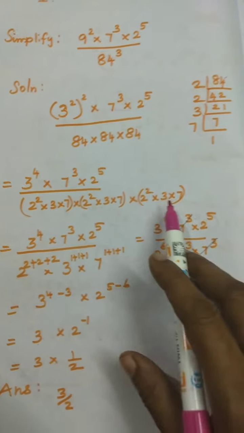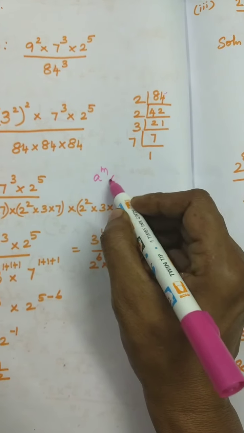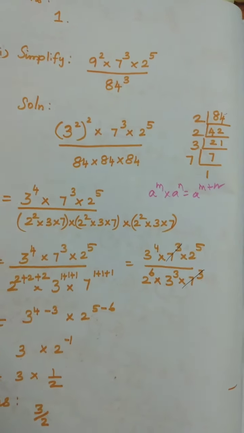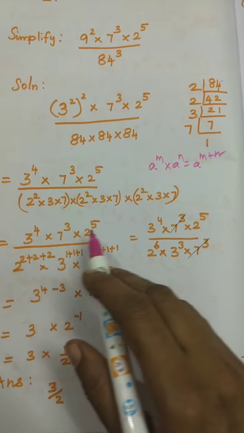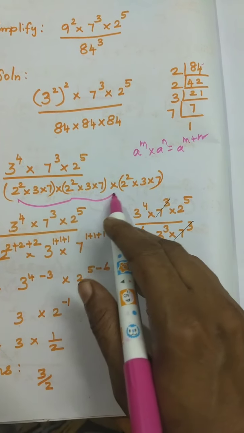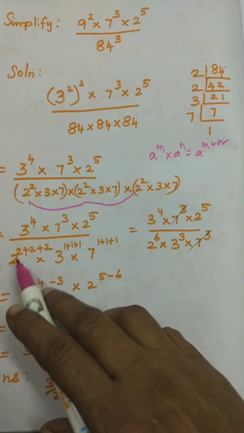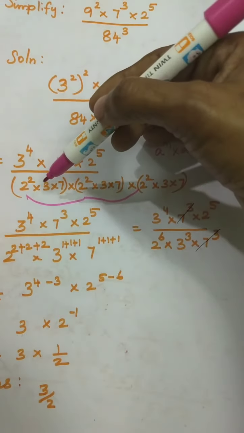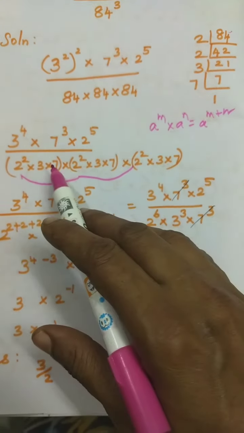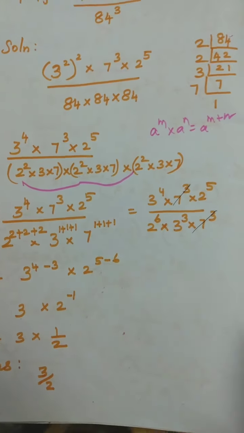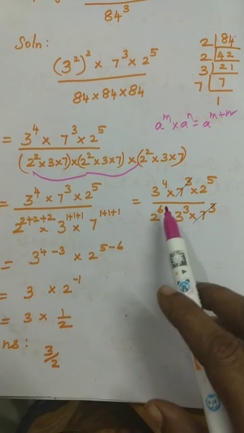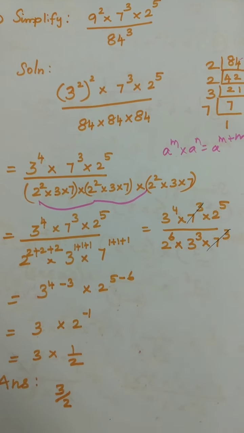Now you have to use the formula a power m into a power n equals a power m plus n. See here, 3 power 4, you keep in the numerator. And here 2 power 2, 2 power 2, 2 power 2, so we have to write 2 power 2 plus 2 plus 2. Then 3 power 1, 3 power 1, 3 power 1, so 3 power 1 plus 1 plus 1. 7 power 1, 7 power 1, 7 power 1, so I am taking 7 power 1 plus 1 plus 1. Then it will come as 2 power 6, 3 power 3 into 7 power 3.